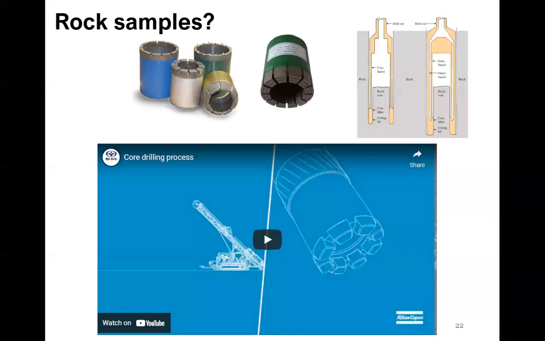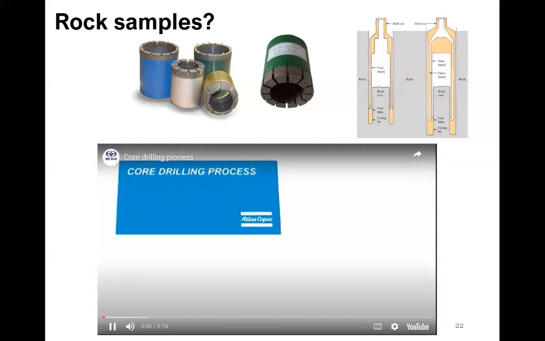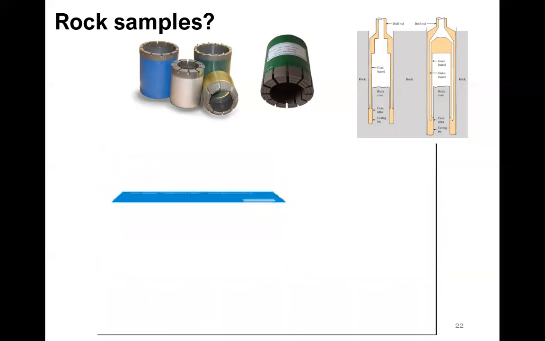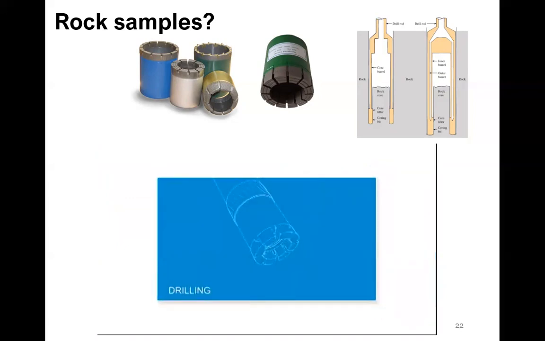So the rock coring process, I have a really short video, is really interesting because it uses a double barrel. We need to spin and push into the rock, but we don't want to spin and shear the rock. So the drilling process includes the inside.